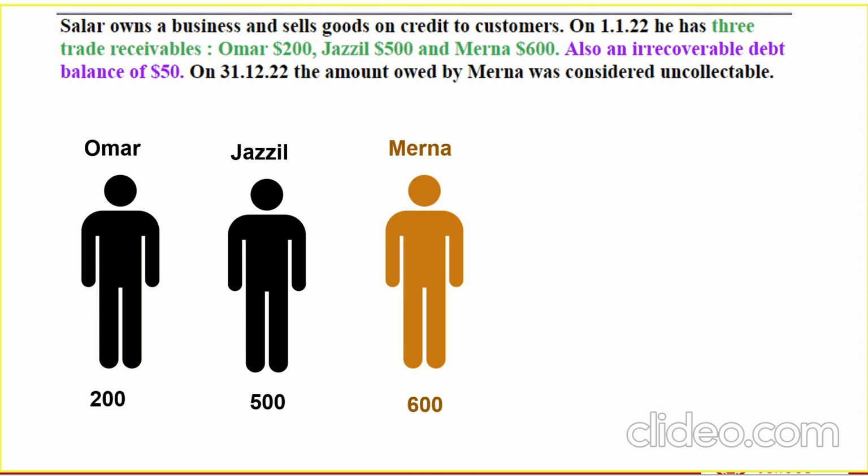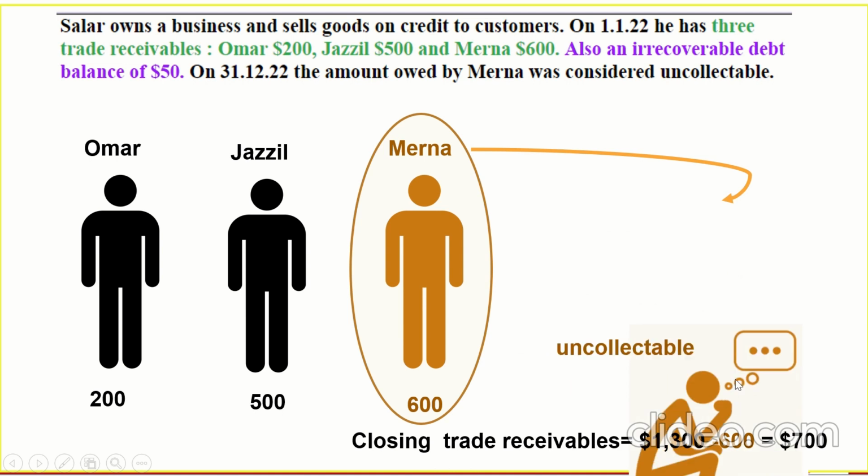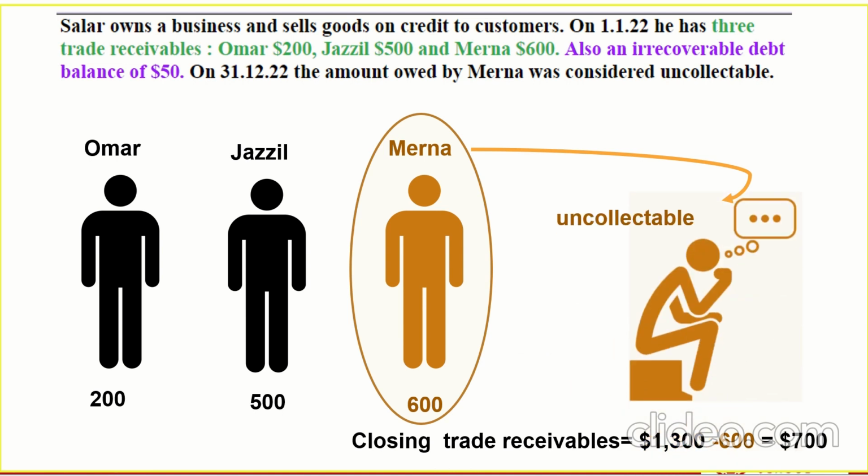However, on 31st December 2022, the amount owed by Myrna, which is worth 600, was considered uncollectible. Now, let's find the closing balance of our trade receivable. So, closing trade receivable is 1,300 take away the amount owed by Myrna. Therefore, your closing balance of trade receivable will be worth $700. So, Myrna's balance will be considered as uncollectible.